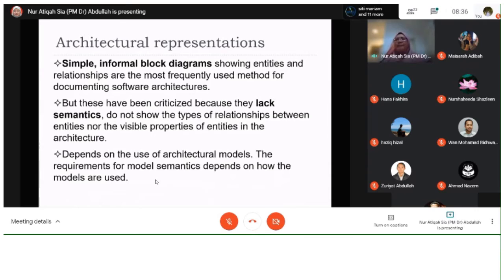Meaning that just now knowledge base, ada tak dia tunjuk dalam tu detail apa? No, it doesn't show the detail of it. Or just now inference engine, how inference engine is going to actually implement it is not clear enough for the simple and informal block diagram. However, these kinds of diagram are still very popular. It's still very popular to show what? To show the basic entity and component that should be inside the system that you want to develop.